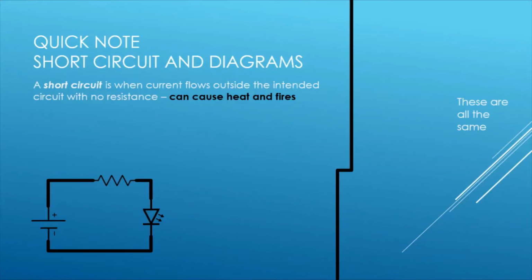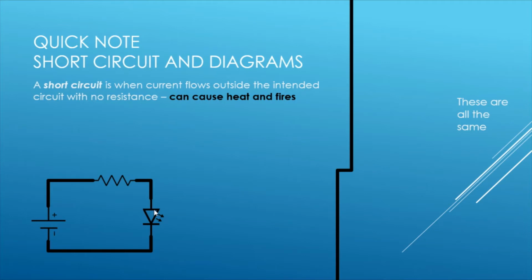Now I just want to make a quick note here on short circuits and the diagrams I'm showing you. Now a short circuit is when the current flows outside of our intended circuit, right, with almost no resistance, and this is very, very dangerous. This can cause heat and fires, okay?